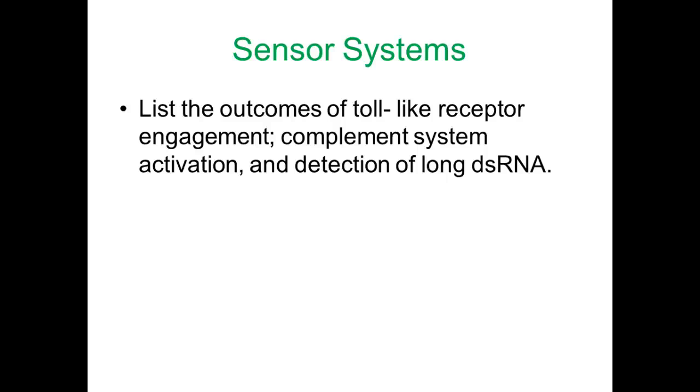So what happens, an outcome is what happens, when toll-like receptors are engaged, when the complement system is activated, when there's detection of long double-stranded RNA, right? And double-stranded RNA, is that us? Do we have double-stranded RNA? No, RNA is single-stranded, isn't it? So where would double-stranded RNA maybe come from? Viruses.